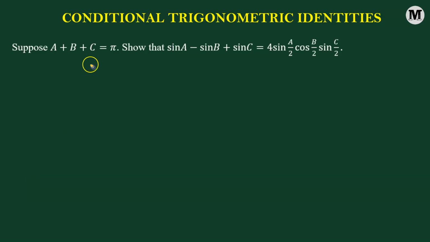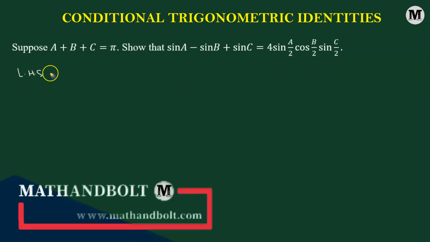So here we have a condition that a plus b plus c adds up to pi radians. We need to show that sine a minus sine b plus sine c is given by 4 times the product of sine a over 2, cosine b over 2, and sine c over 2. Okay, let us begin. We'll start the proof from the left hand side.